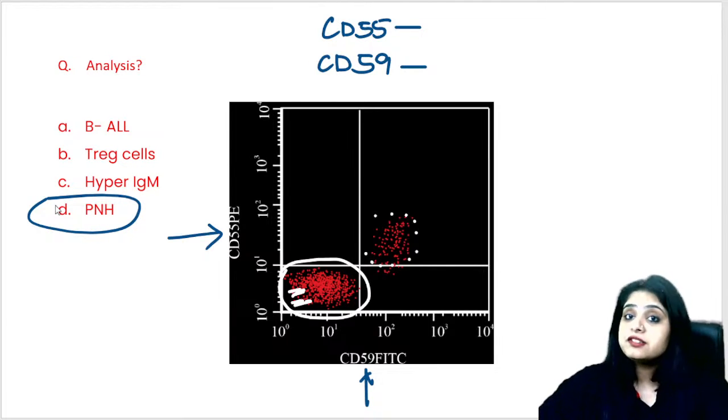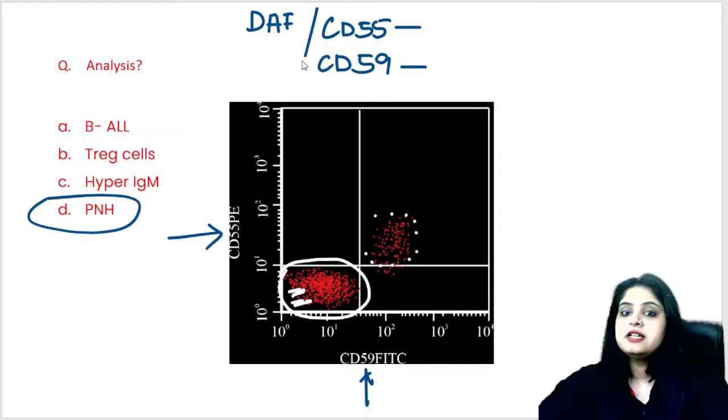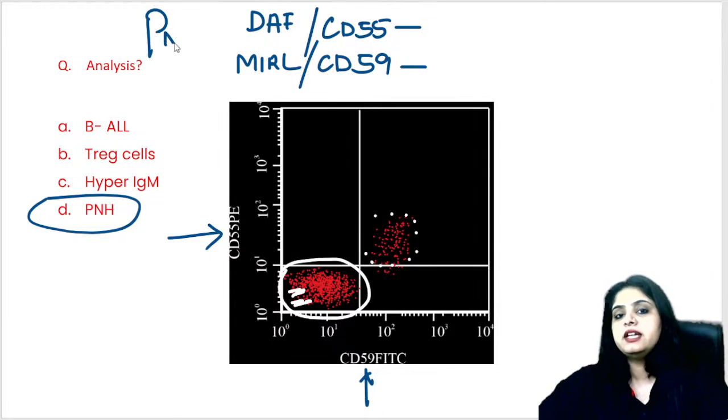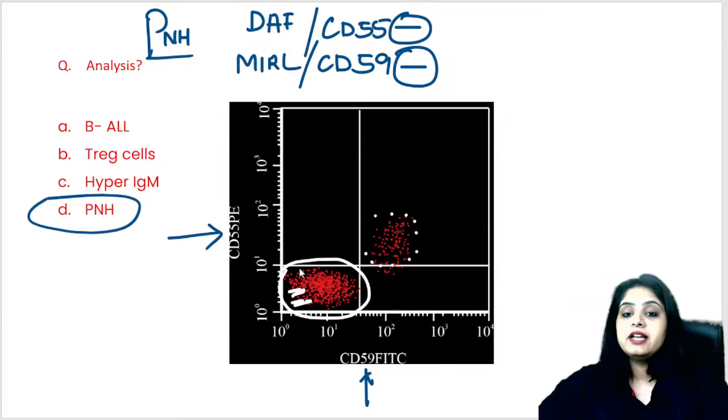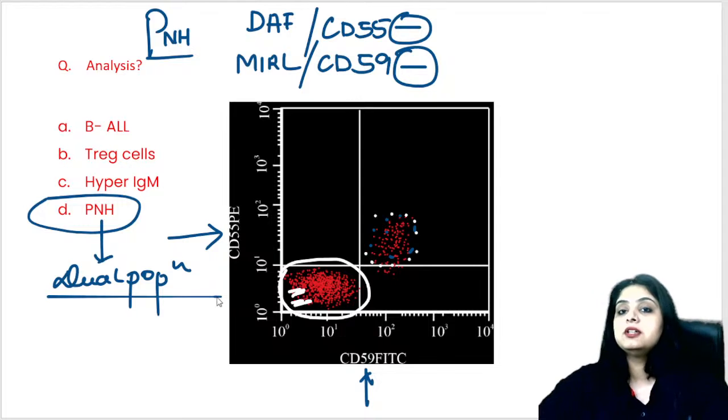But what is the take-home message from this? I'll take you back to anemias. First, tell me the other names. CD55 might be written as DAF and CD59 might be written as MIRL. So this is going to be DAF and MIRL. This is a known point. Now you'll say, ma'am, if this is a case of PNH, all the cells should have been CD55 and CD59 negative. Why are 90% cells negative, but why are these 10% cells coming positive? Because please note, PNH tends to show you a dual population. Go back to your anemia chapter.